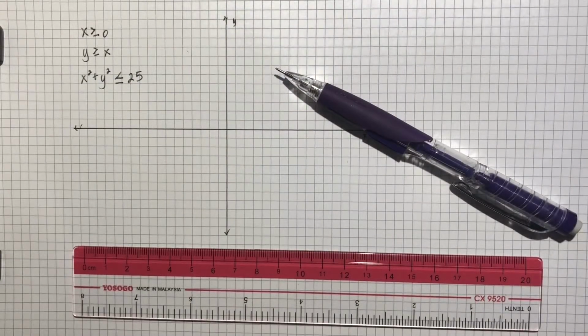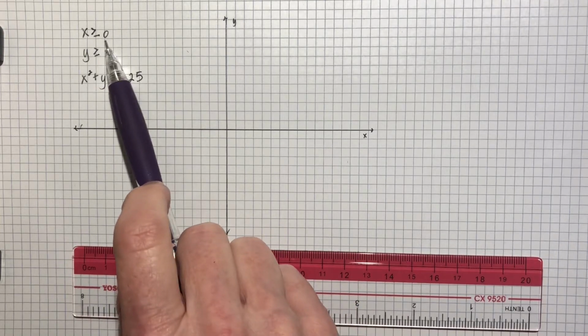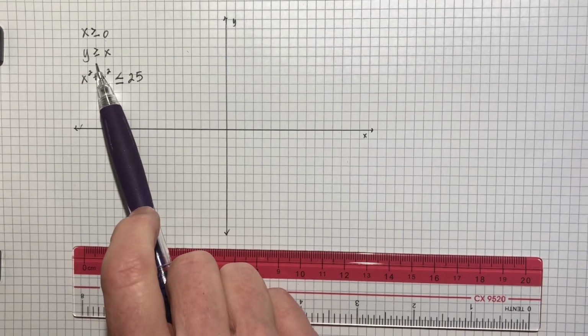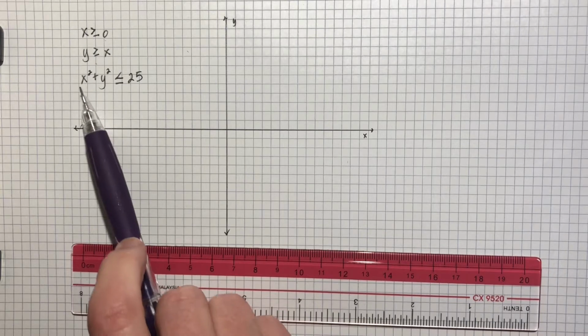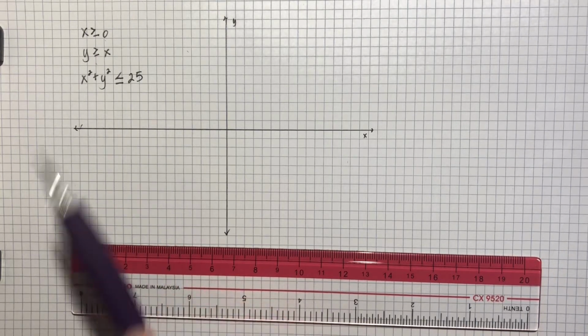Hi everyone, in this video we're going to graph an interesting system of inequalities. So we've got our inequalities here. We've got x is greater than or equal to 0, y is greater than or equal to x, and then x squared plus y squared is less than or equal to 25.